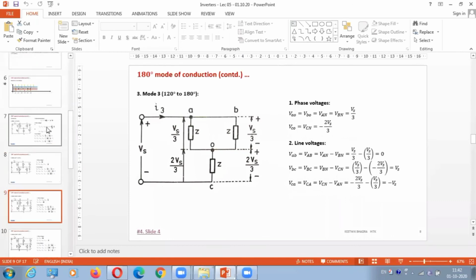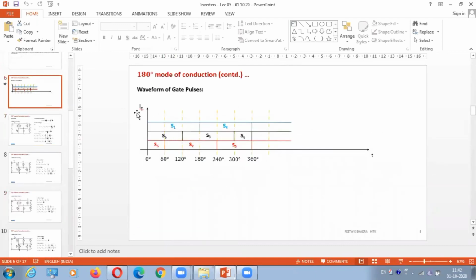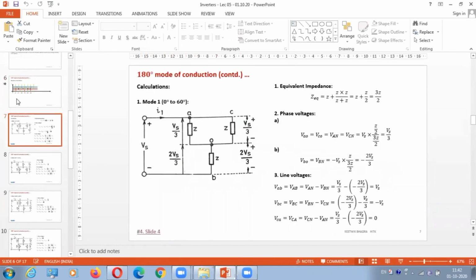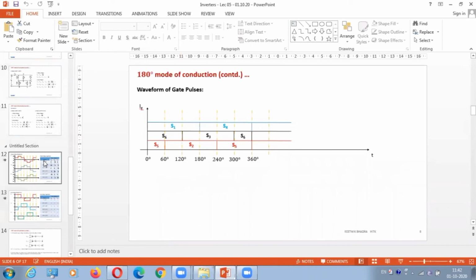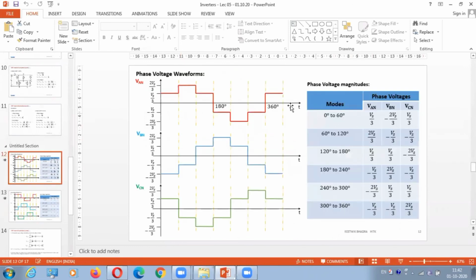Next, very important. Before that, what we have to do is draw our pulses. Without these pulses, you can't draw these circuits. So pulses drawing is very important. And at last, after finding out all these values, you have to plot these graphs.